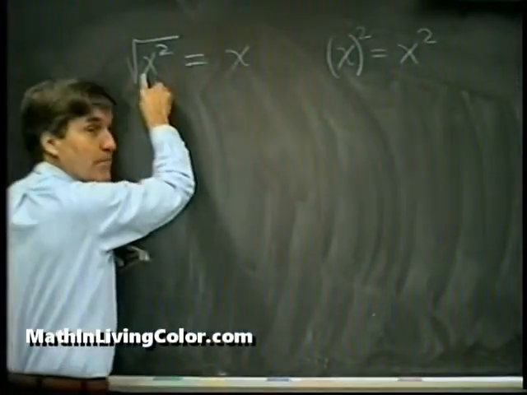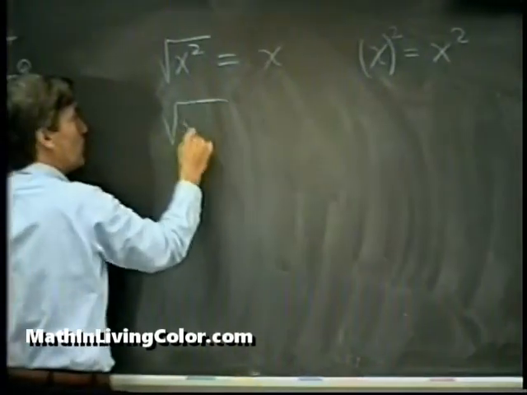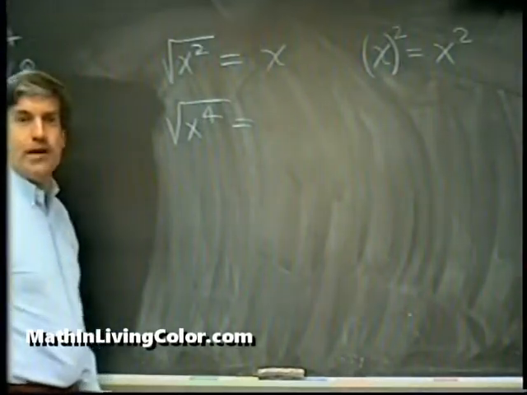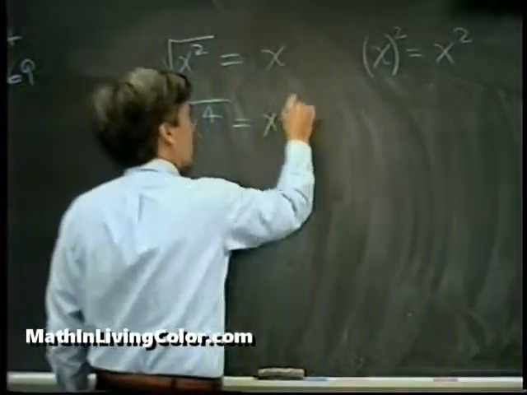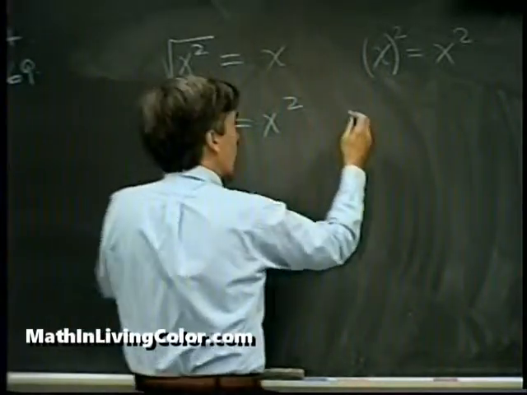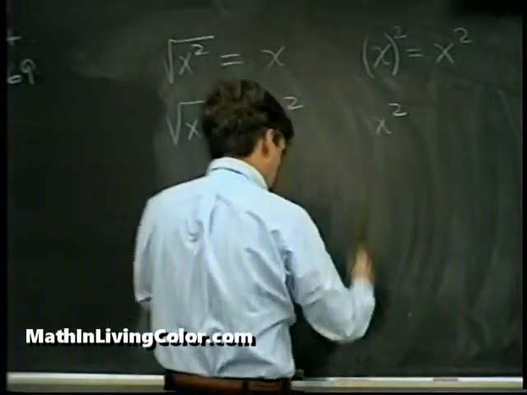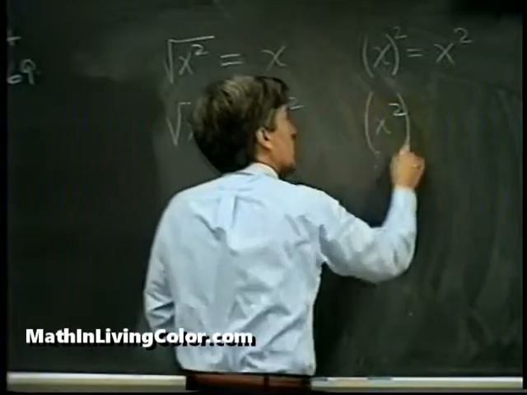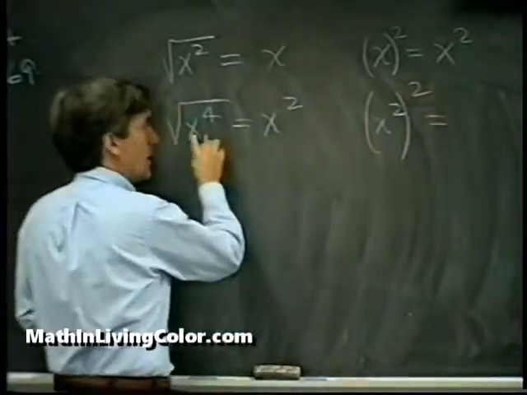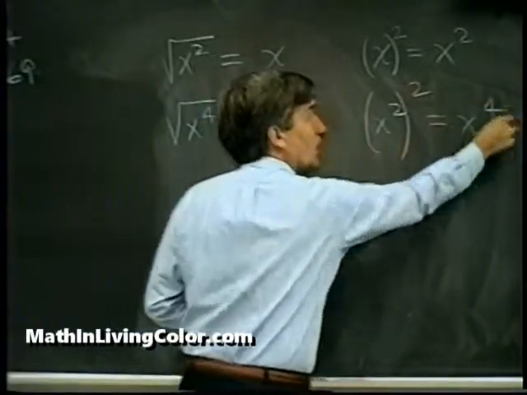Okay? Maybe it'd be more interesting if I took the square root of x to the 4th. Any guesses what it might be? X squared. That's a very good guess, isn't it? Now, how would I check that to make sure? I have to take the x squared and square it. And what do you get? X to the 4th. See? So it works, doesn't it?